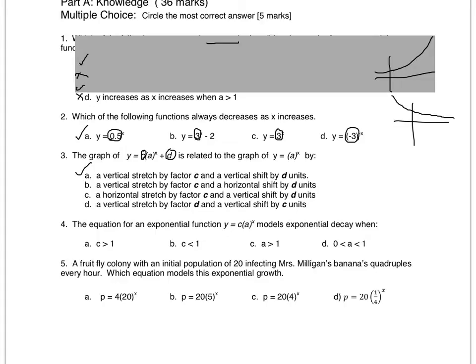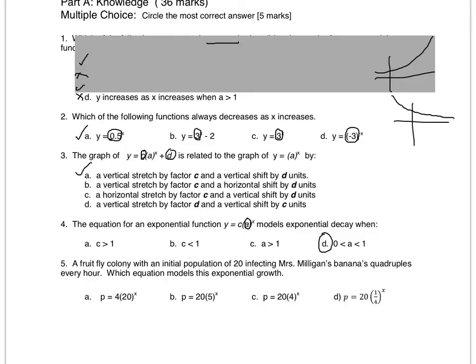Question number 4 says the equation of an exponential function y equals c times a exponent x models exponential decay. As we learned before, when a is between 1 and 0, this is going to be an exponential decay, so the correct answer is D.